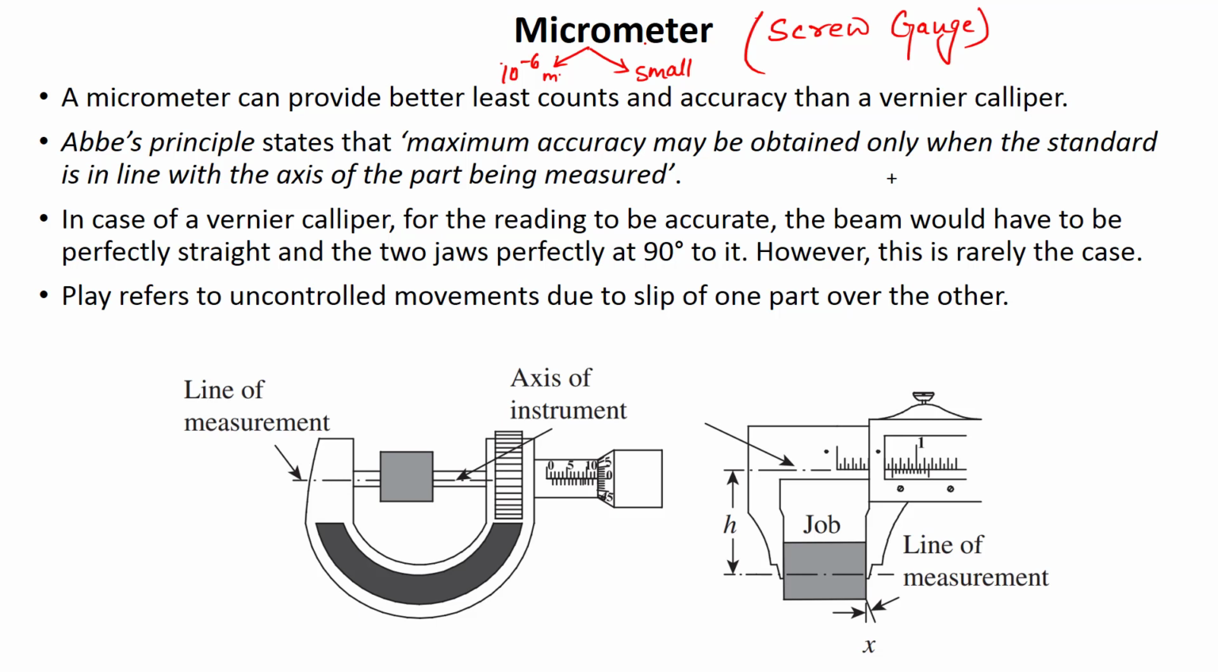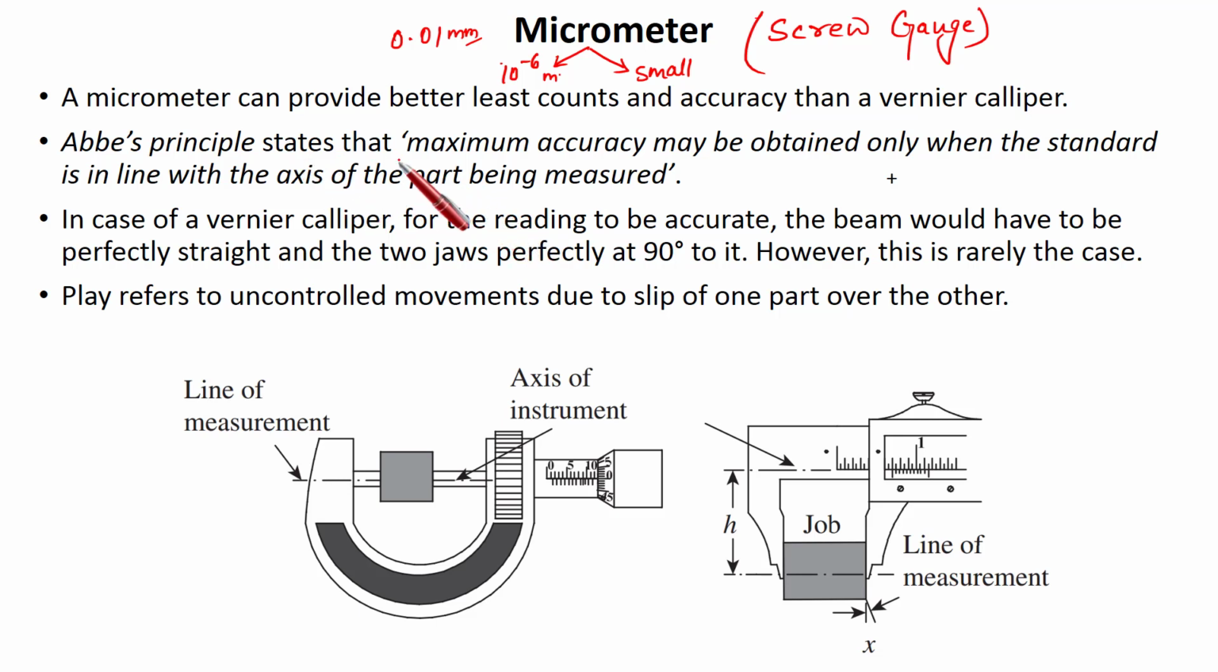It has been found that the micrometer is more accurate than a vernier caliper. It has a better least count and better accuracy than a vernier caliper. Now, why is this accuracy better than a vernier caliper? Even a vernier caliper can measure 0.01 mm, and a micrometer can also measure 0.01 mm, but the micrometer has more accuracy than a vernier caliper. This is because there is a principle known as Abbe's principle.